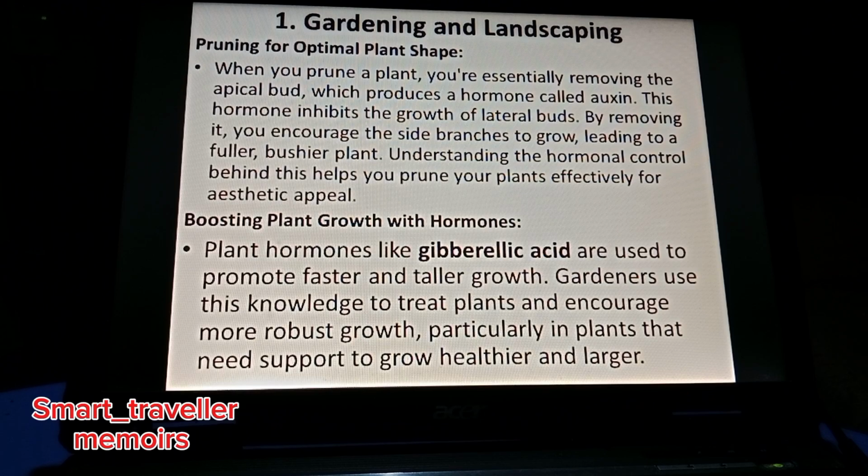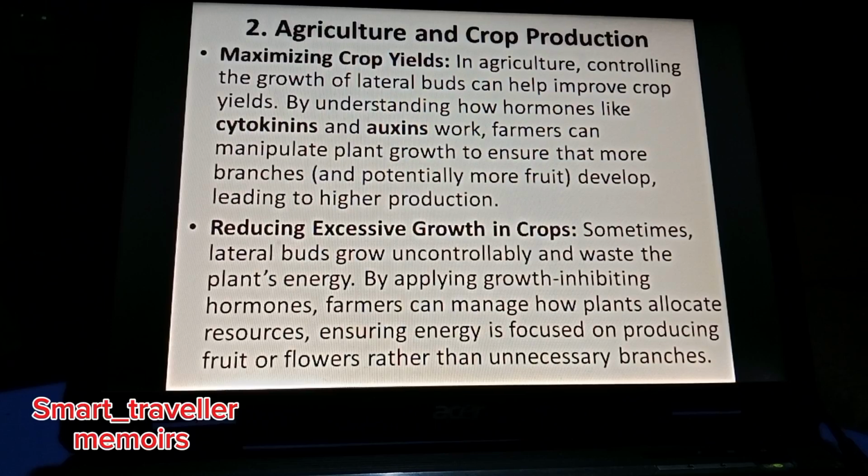Boosting plant growth with hormones. Plant hormones like gibberellic acid are used to promote faster and taller growth. Gardeners use this knowledge to treat plants and encourage more robust growth, particularly in plants that need support to grow healthier and larger. Agriculture and crop production. Maximum crop yields in agriculture. Controlling the growth of lateral buds can help improve crop yields. By understanding how hormones like cytokinins and auxins work, farmers can manipulate plant growth to ensure that more branches and potentially more fruit develop, leading to higher production.